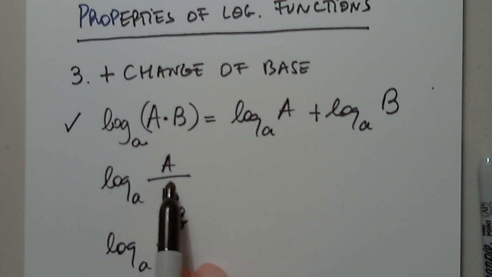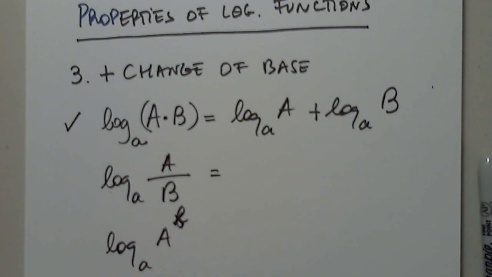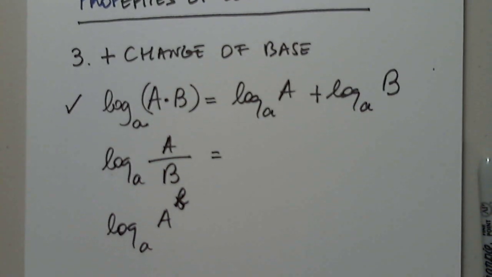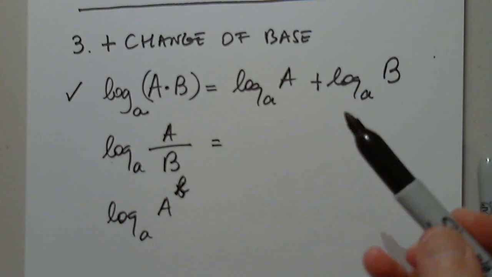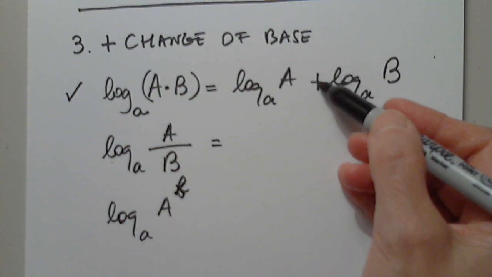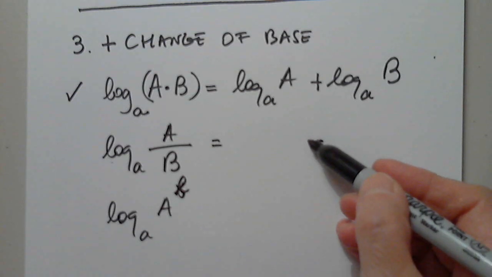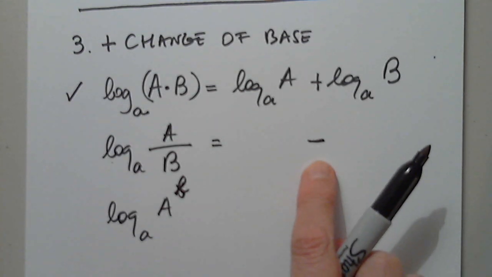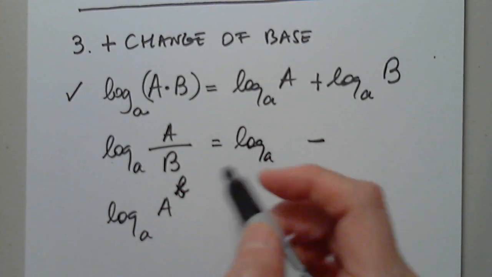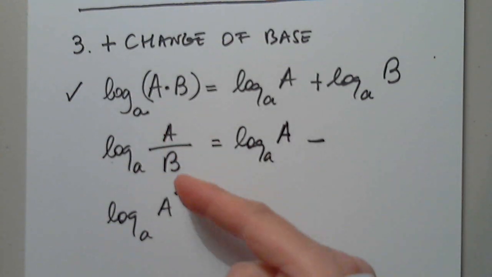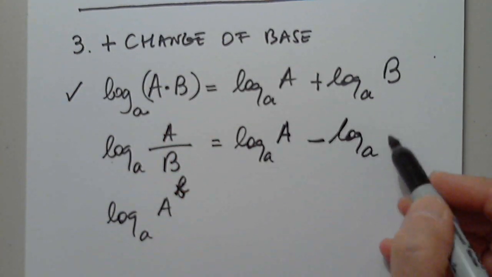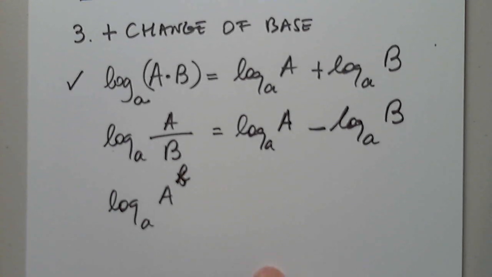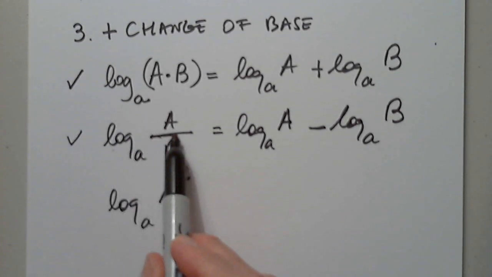Anyone remembers the quotient rule? Wild guess, what do you think? Okay. The same, but with minus. So log base A of the numerator minus log base A of the denominator. Very important property, the quotient rule.